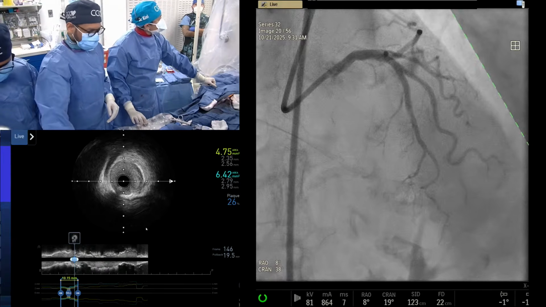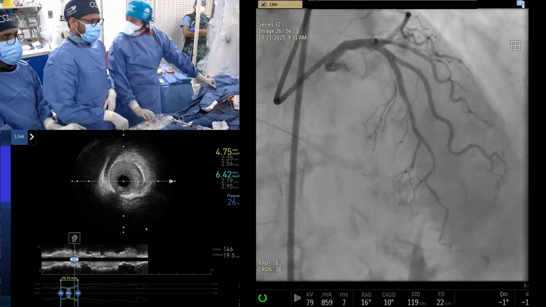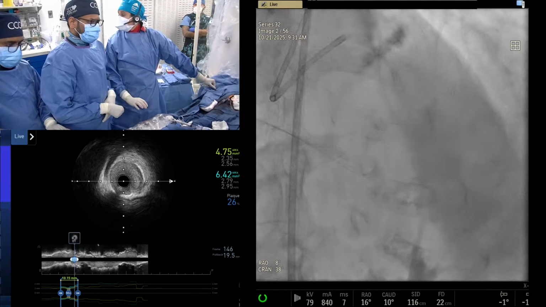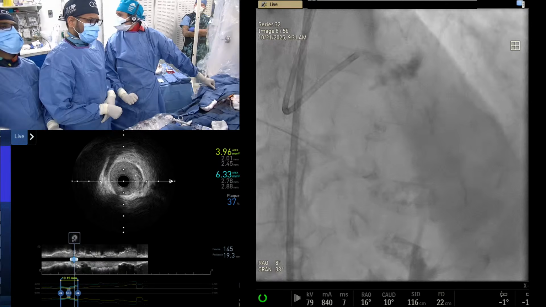Left main is good, LED looks good. Little dissection. There's a distal edge dissection actually in the left. How bad is the dissection? That's the question. Of which one? Of the LED. See that dissection right there?